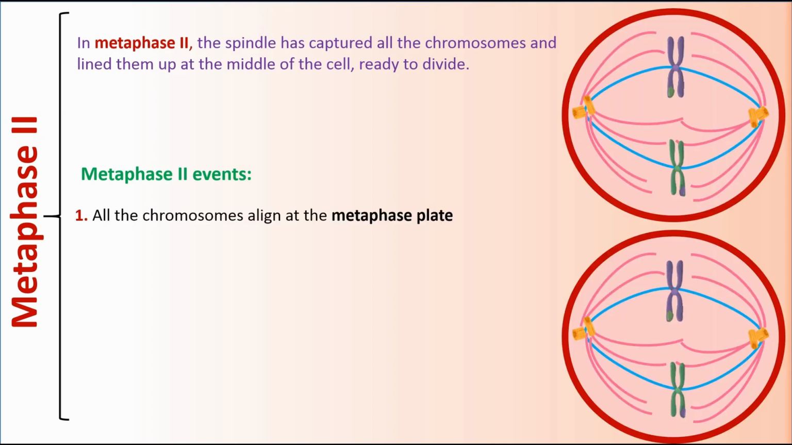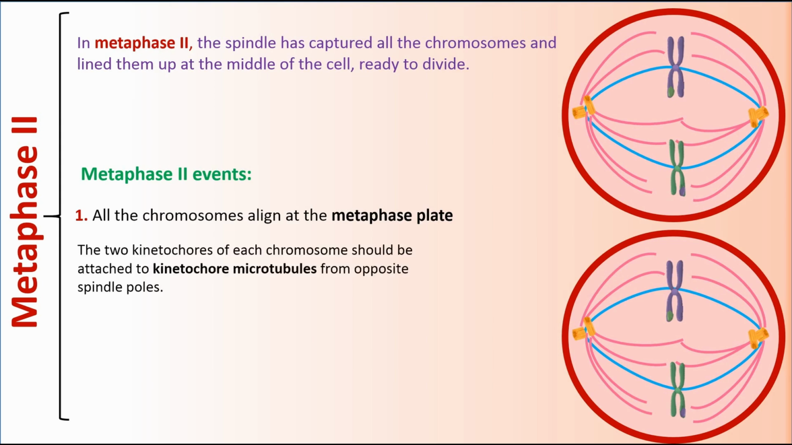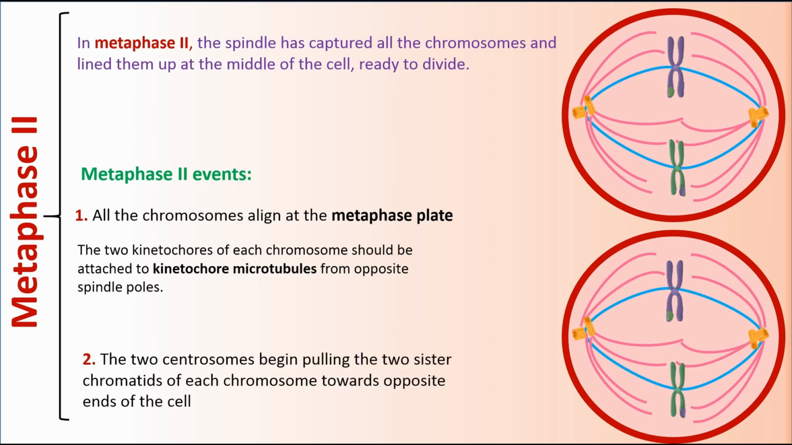Metaphase events. Number 1. All of the chromosomes align at the metaphase plate. The two kinetochores of each chromosome should be attached to kinetochore microtubules from opposite spindle poles. Number 2. The two centrosomes begin pulling the chromosomes towards opposite ends of the cell.